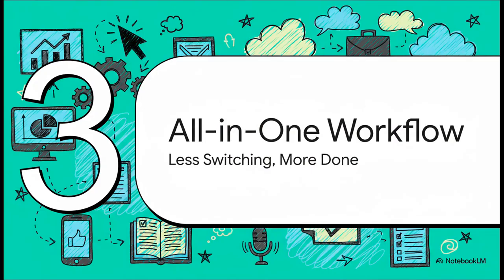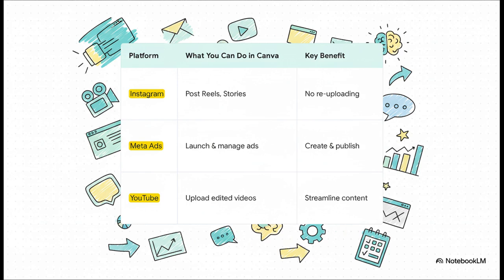And all of this really points to the main idea behind this whole update, right? It's all about consolidation. Canva wants to be your all-in-one hub so you can stop jumping back and forth between a dozen different apps all day long. I mean, just look at this. You can now post Reels and Stories directly to Instagram. You can launch and manage your Meta ad campaigns. You can upload your finished videos straight to YouTube. All of this without ever leaving Canva. Think about all the exporting and re-uploading you don't have to do anymore. It's a huge time saver.